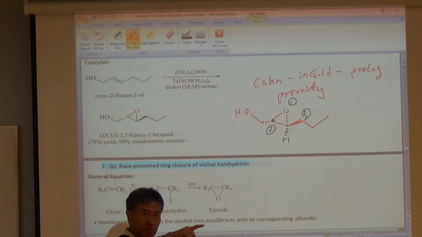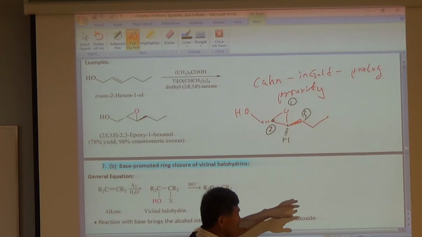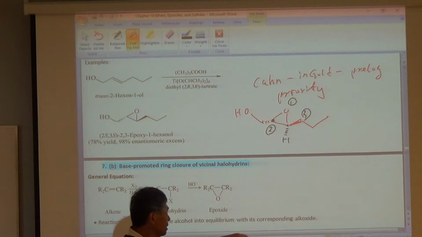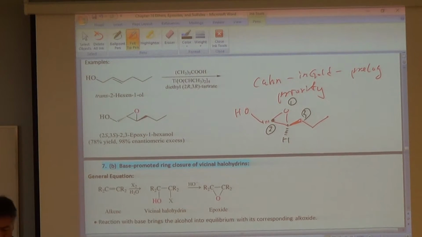If the other 3 groups are clockwise, it will be R. If counterclockwise, it will be S. And in this picture, your H is far away from you, and the other 3 groups are counterclockwise. So therefore it's S. That's the reason we have 3S, 2S and 3S. So that's briefly a review about the configurations. You will probably see those on the final exam, because the final exam covers both organic 1 and organic 2. But for this particular reaction, when you see the epoxidation of the alkene with peroxy acid, just show me you have the epoxide.